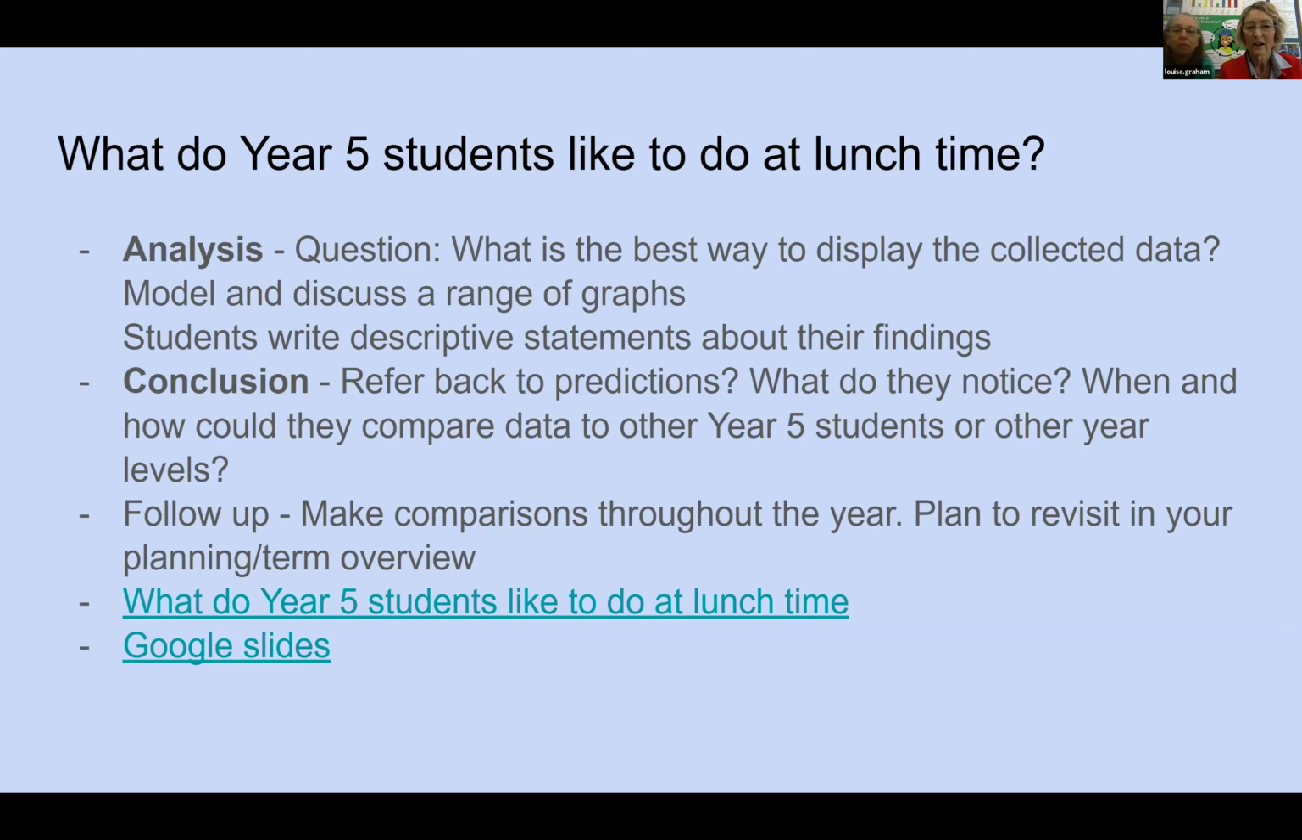Would they take the data to another year level and compare? Do younger children like doing something different? Do they like doing the same thing? Do they spend more time doing something than others? With the variables, you can have lots of different things that children like doing at lunchtime, but you can have too many. So when you're discussing it, you might agree on a set number so that students have to make a choice in the variables. And then you might want to revisit again later in the year and make comparisons.